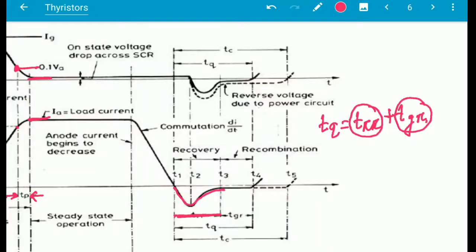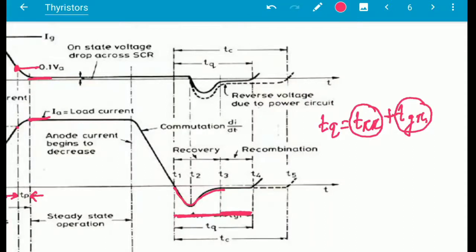And what is TGR? TGR is the time to recover all the charges which are stored near J2. As J2 acts as a capacitor, this is the gate recovery time.